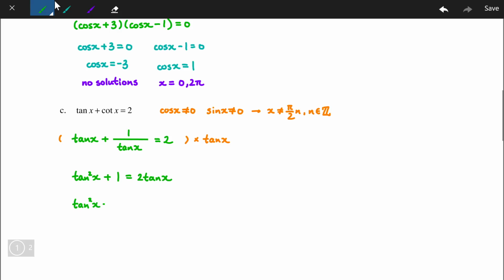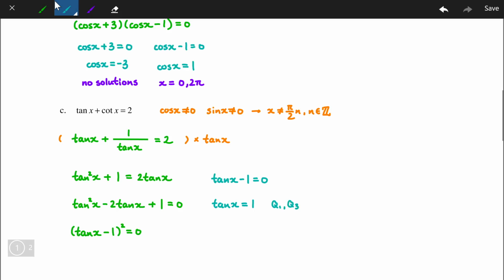Tangent square x minus 2 tangent x plus 1 is equal to 0, which means we can factor this expression. It actually is a perfect square. So we actually just have tangent x minus 1 squared is equal to 0, which means that we only have to deal with tangent x minus 1 equals 0, which means tangent x is equal to 1. And tangent x is positive in quadrants 1 and 3.